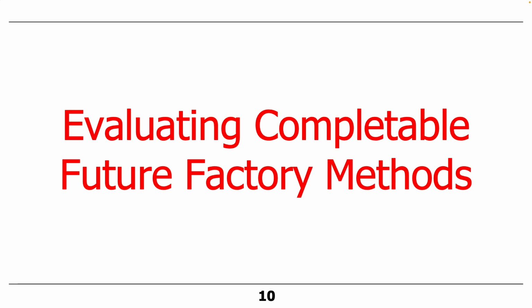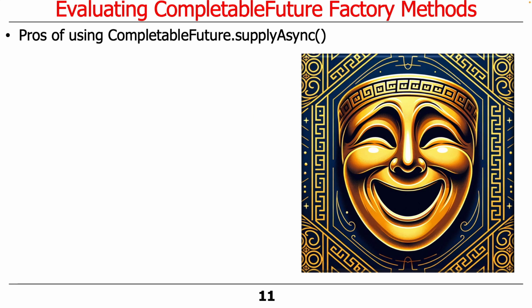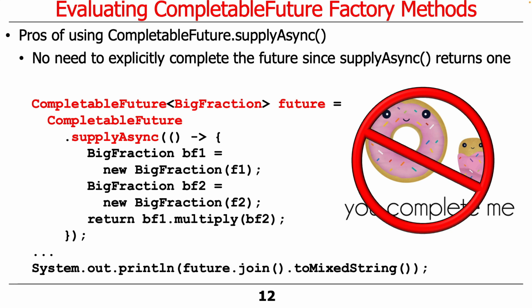So let's talk about this, what's good and bad about it. So first, let's talk about the benefits of using supplyAsync relative to other things, like creating a thread and explicitly completing it. So one nice thing is here, we don't have to explicitly complete the future, since supplyAsync returns a completable future to a big fraction that will be completed by the time you do something to that completable future. So you can see here, you don't have to complete it explicitly. You just call supplyAsync, you get back a completable future, and then you do something with it. In this case, we just join with it, but in other cases, you could do something more interesting.